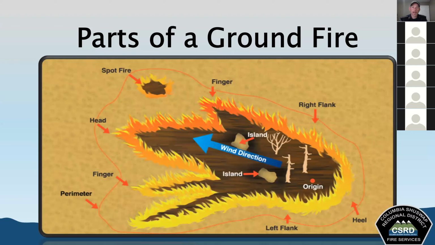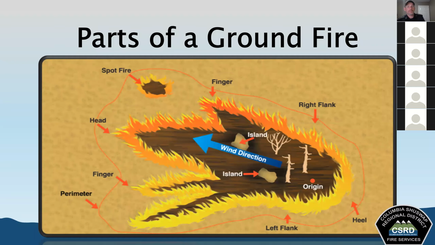Spot fires are caused by flying sparks or embers landing outside of the main fire. These can present a real hazard to us when we're operating there, and they need to be extinguished fairly quickly, or else they could start a whole other fire. Islands are patches of unburned fuel inside of the fire perimeter. So you see here, there's a couple of islands. The fire burned around them, and there's still some fuel in there that wasn't burned.